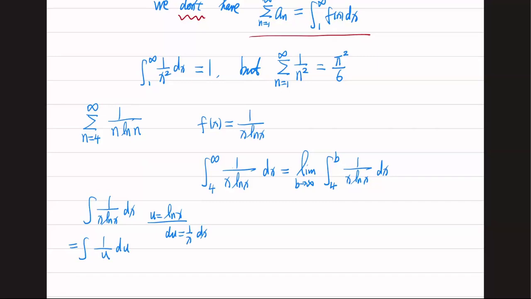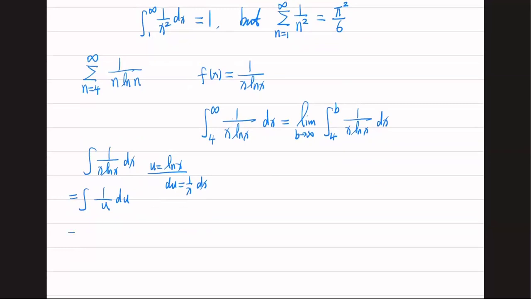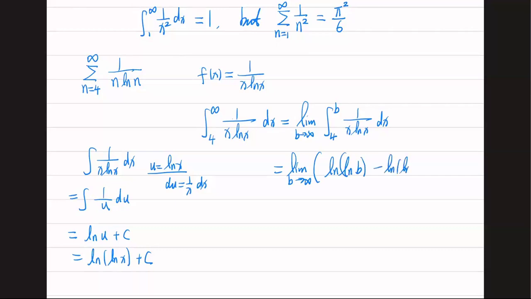So what's the integral of 1 over u? It's ln u, and because here they are all positive, we drop the absolute value. Nice. Double ln x. So we found that this will be the limit as b goes to infinity of ln ln b minus ln ln 4.